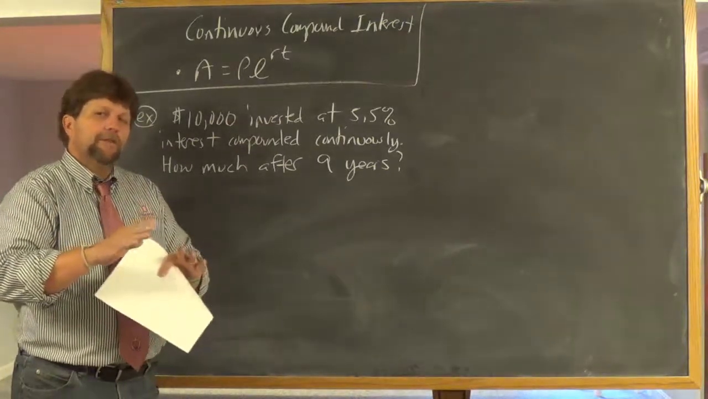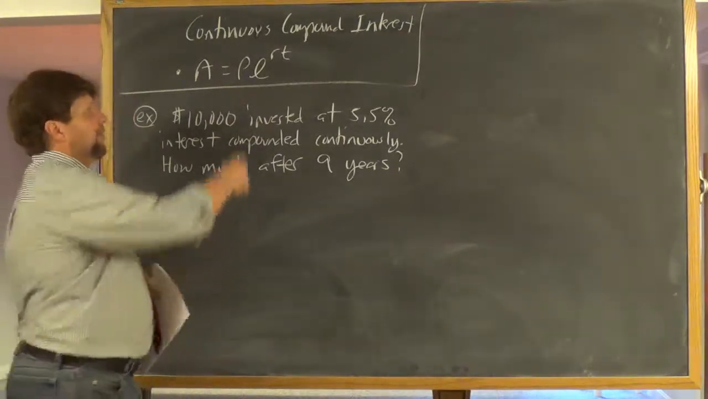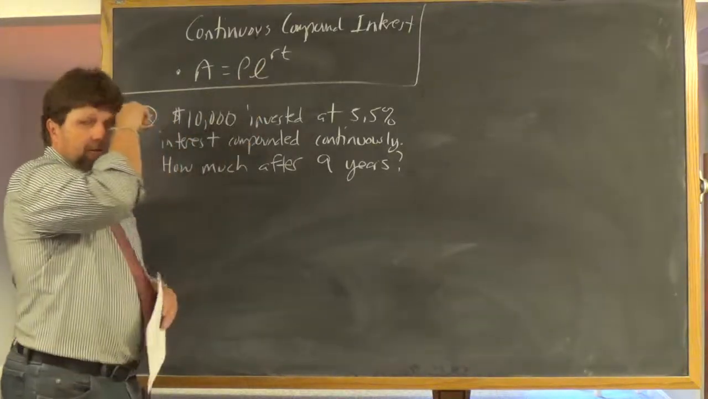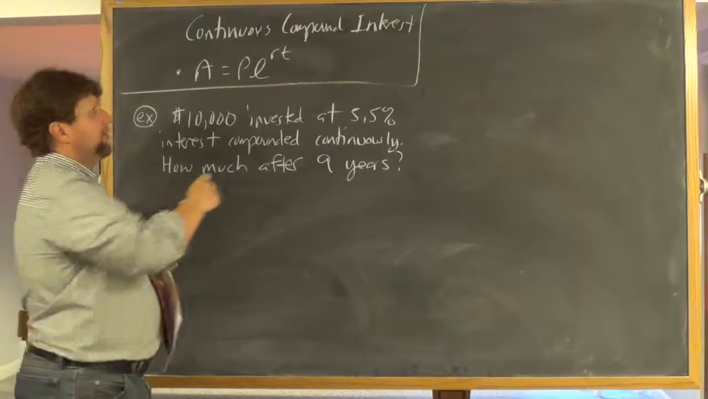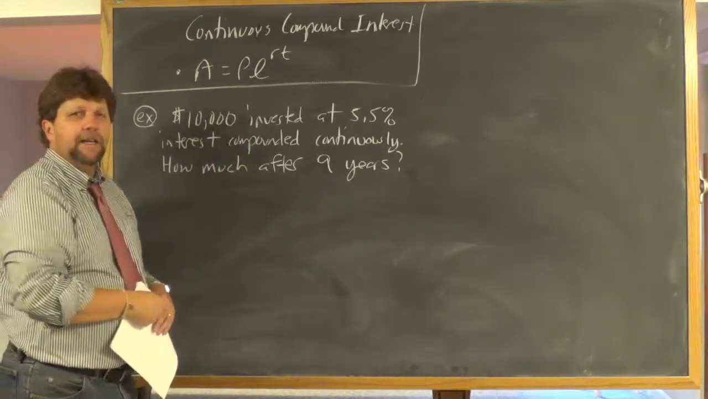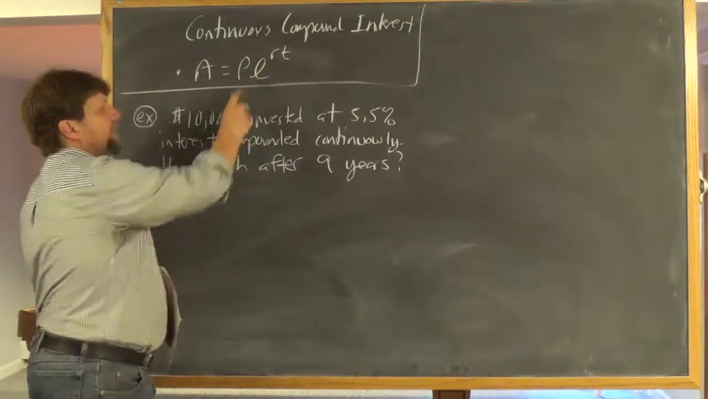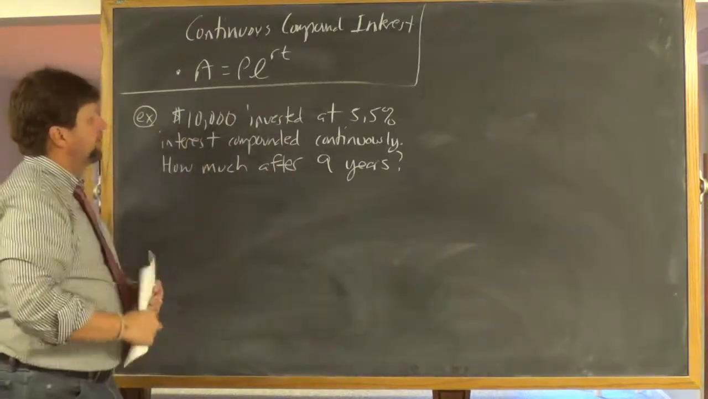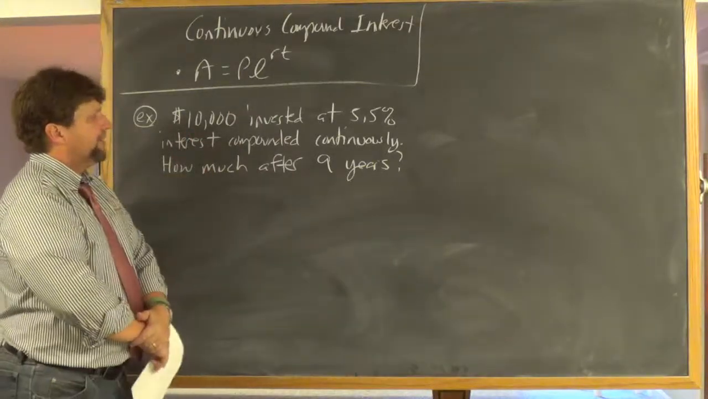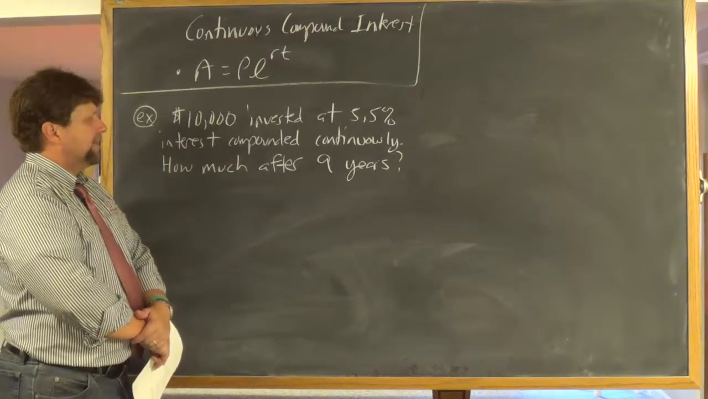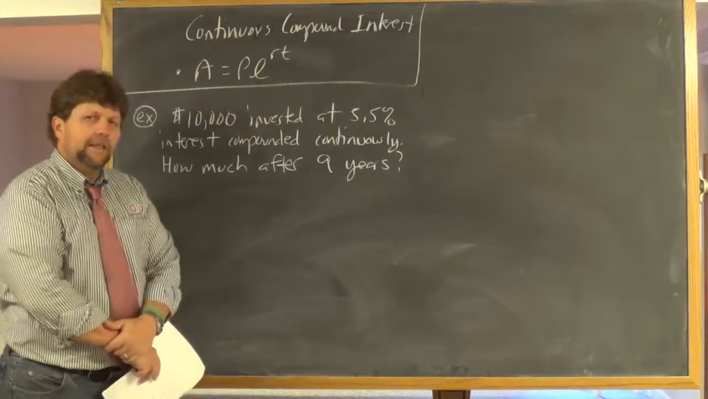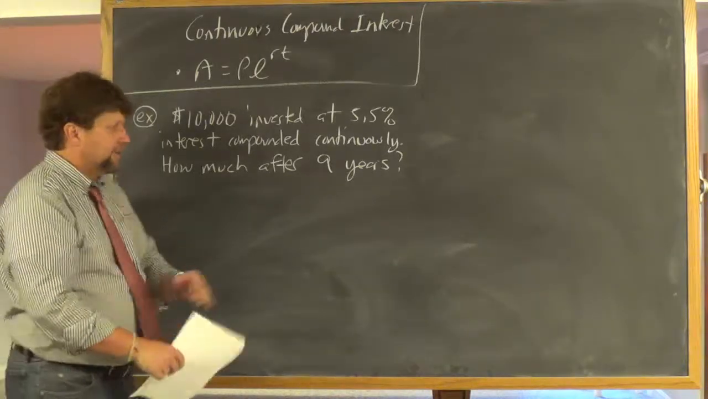All the variables are defined the same as they were before. In other words, P is still principal, R is the interest rate written as a decimal, T is time in years. The only difference is that you have the e in here now. So let's do a quick example. You have $10,000 invested at 5.5% interest compounded continuously. How much would be in this account after 9 years?